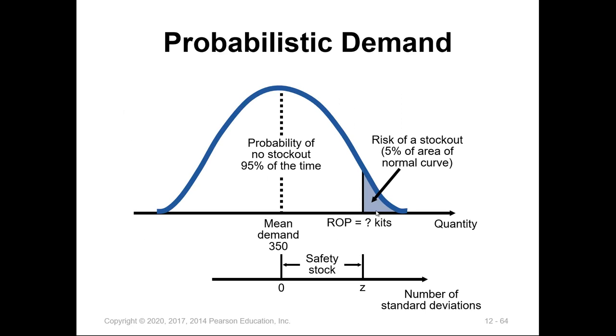For the probability of no stockout 95% of the time, we have the risk of stockout of 5% at that point of the area of the normal curve. And if the mean demand is 350, then we can find the number of standard deviations required to make sure that we have the safety stock to serve with a 95% service level. And that's how we got that 16.5, and we added that to the 350.